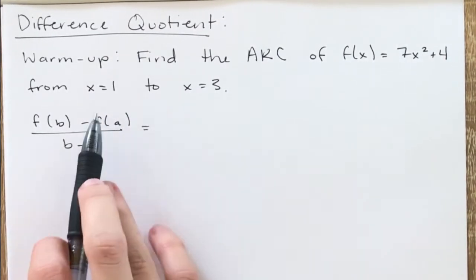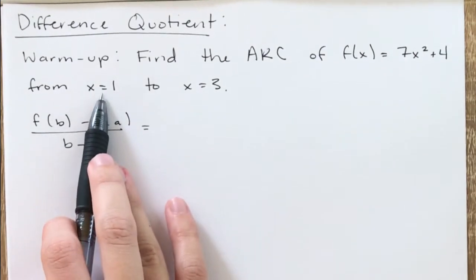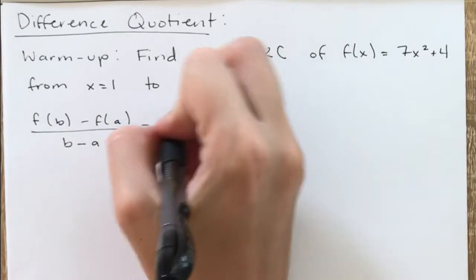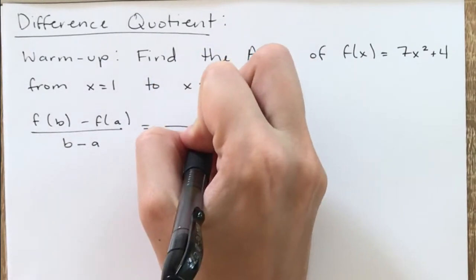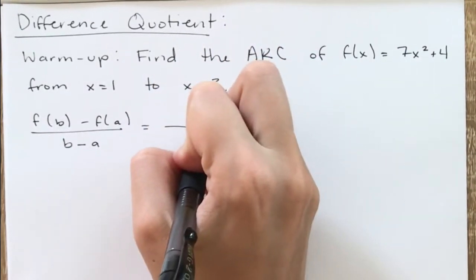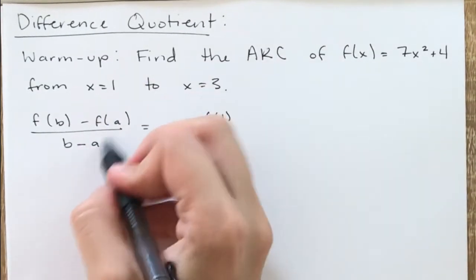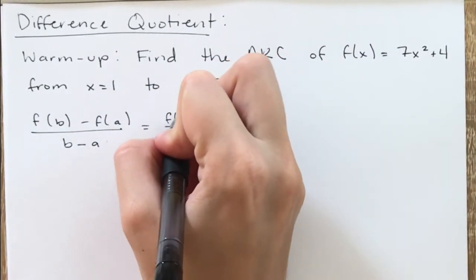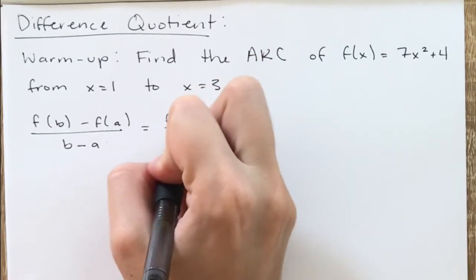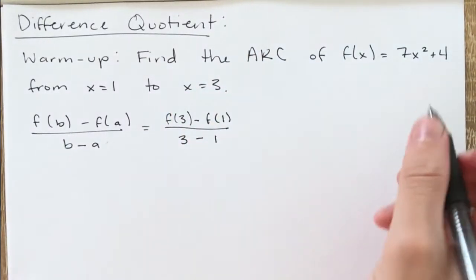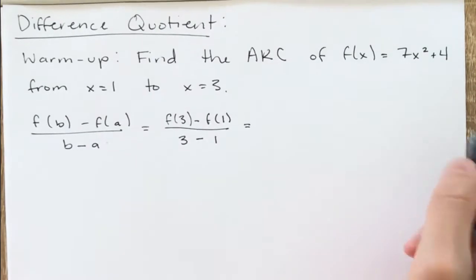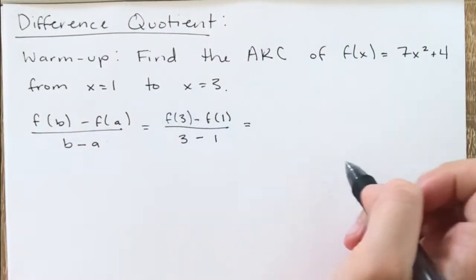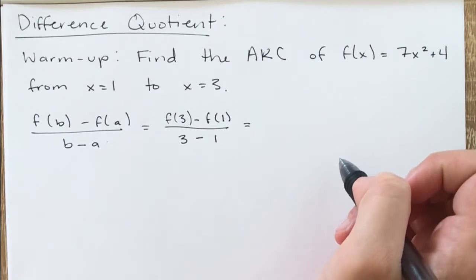So here I'm just gonna choose A to be 1. So that means that we've got f of 1, replacing A over here, and then B will be 3. So we've got f of 3 minus f of 1. Now, how do I move forward? Well, we just replace less useful things with more useful things, right?